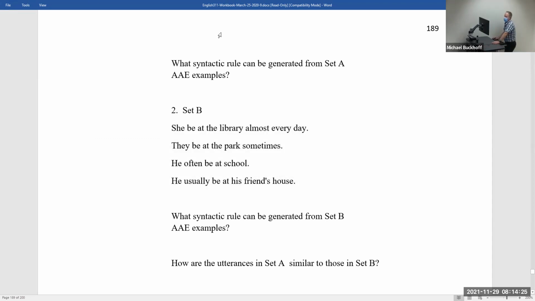I'll give you a tip. Think about this right here. What does this do? Telling you when. Say again? Telling you when. Yeah, and it's a habitual activity.